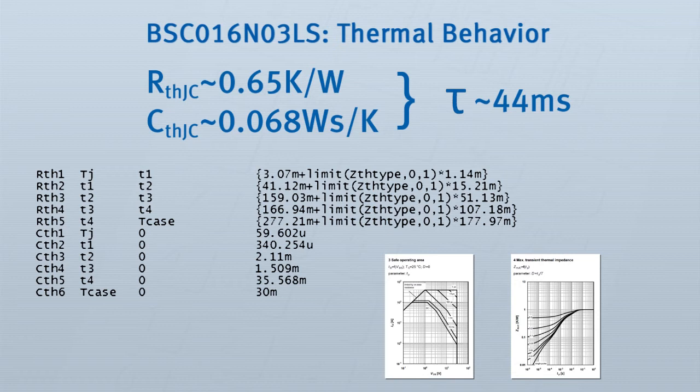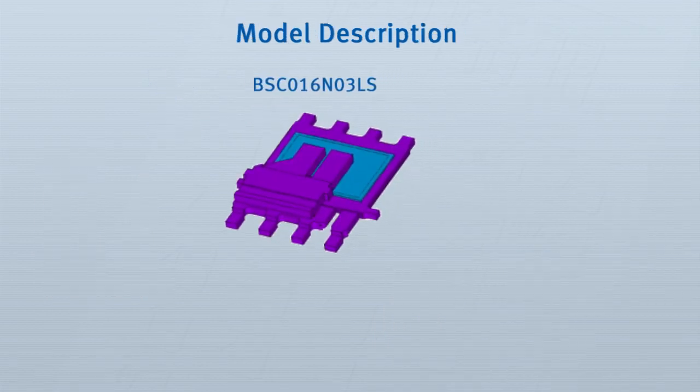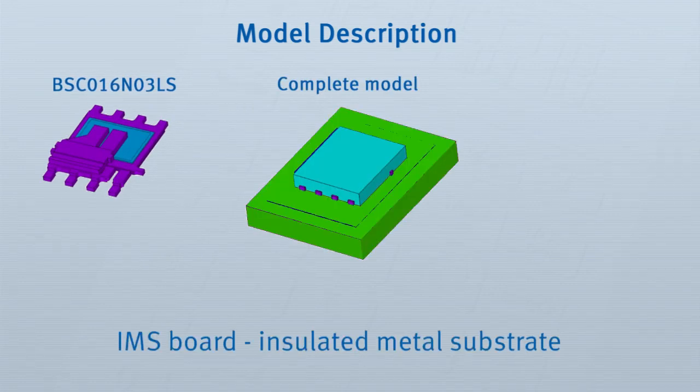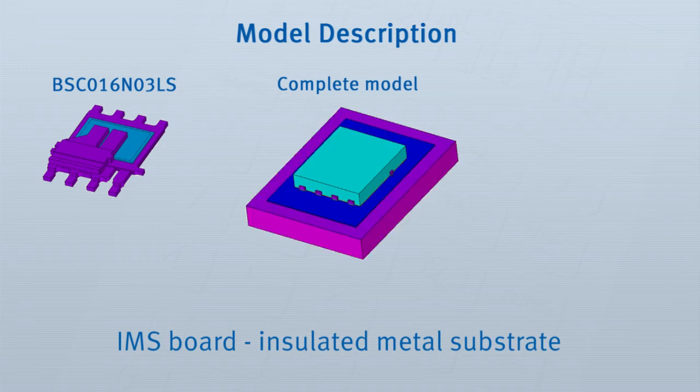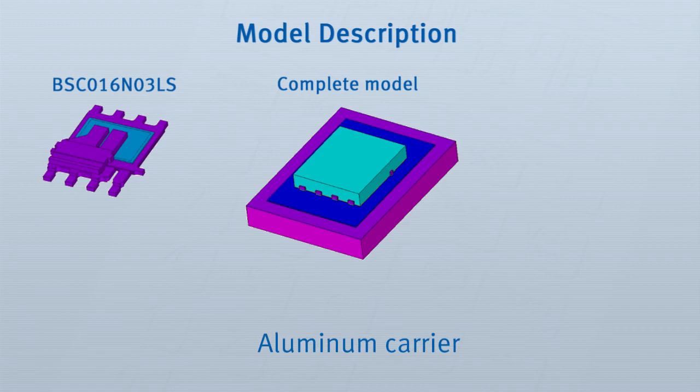That means we need additional calculation hints. So now we have a closer look at the complete setup, a typical setup, a Super SO8 soldered to an IMS board. That means it's an insulated metal substrate board with a really thin thermal insulation material and an aluminum carrier which can act as a thermal tank, a thermal capacitance.